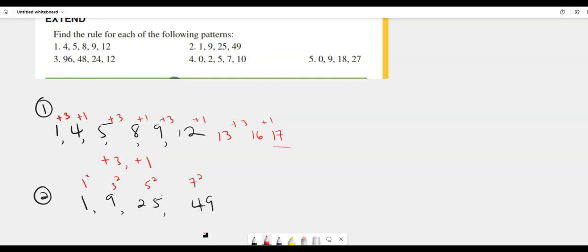And of course 1 would be 1 squared. 1 times 1 would give us 1. So I notice that 1, 3, 5, and 7 are all odd numbers. So the next odd number would be 9, then 11. Okay, so let's go with 9 squared giving us 81, and 11 squared giving us 121.